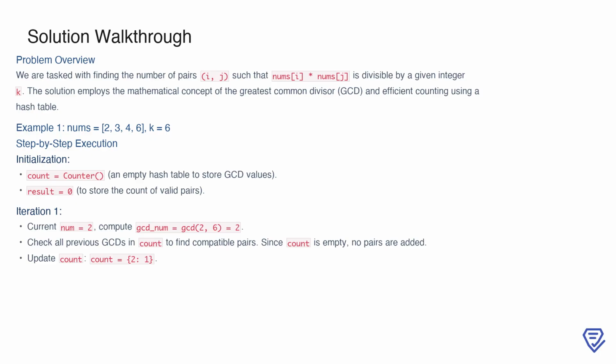Let's consider an example where nums equals [2, 3, 4, 6] and k equals 6. Initially, we create an empty hash table called count to store the GCD values and set result to 0 to keep track of the number of valid pairs. For the first number, 2, we compute the GCD of 2 and 6, which is 2. At this point, we check the hash table for any previously recorded GCDs that can form valid pairs with this gcd_number. Since the table is empty, no pairs are added, and we update the hash table to include this GCD, count equals {2: 1}.